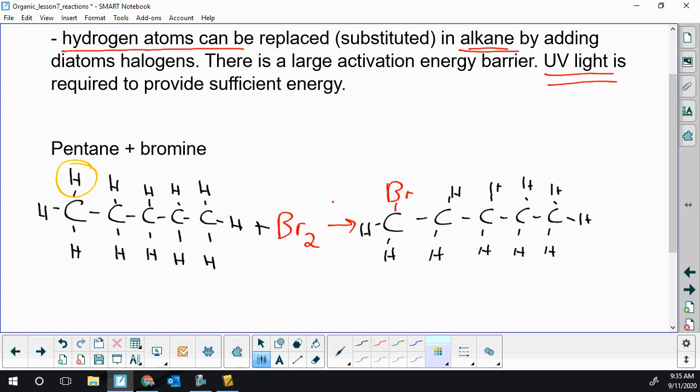Now, the UV light is a catalyst, and catalysts are written above or sometimes below arrows. So I'll add that in. So that's our first substitution. This isn't balanced yet. Can anybody help me balance this first step?